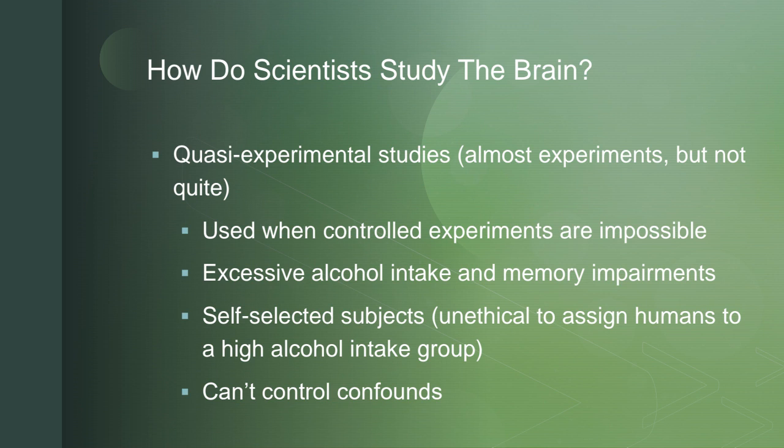So full-on experiments are great, like I said, the gold standard, but sometimes, depending on what you are interested in researching, it's not possible to conduct a controlled experiment. So then we have these quasi experimental designs. These types of designs are often used when researchers are looking at real world situations. So let's take an example of this.